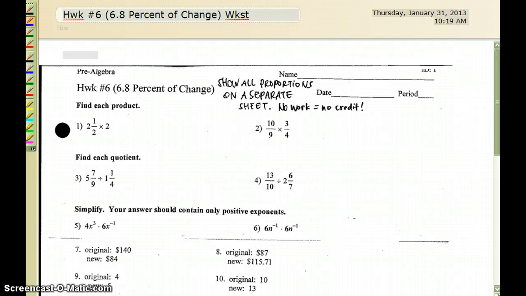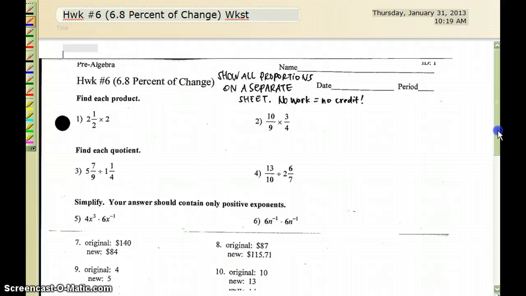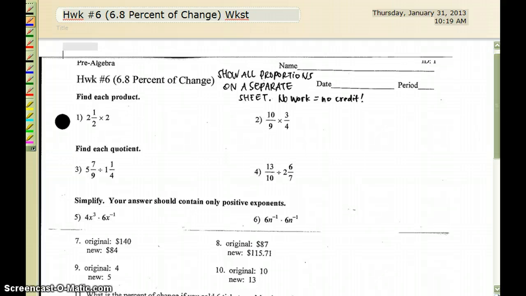Hi, this is Mrs. Zhu, and we're working on homework 6 from chapter 6, section 8 on percent of change. And I do want you to use all proportions on a separate sheet of paper because there's not really enough space to be working out the questions. So I do want to see all of your work to get credit for that homework.